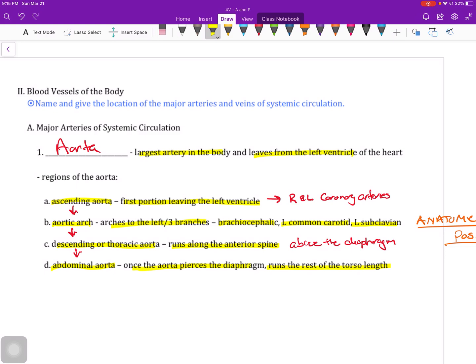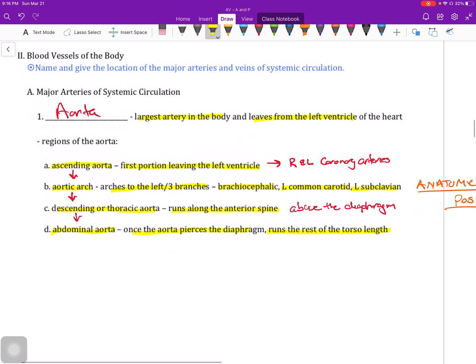So, a couple things I want to make note of here, guys. A few different things that I want you guys to know. We've already talked about the right and left coronary arteries off of the ascending aorta. Now, I want to talk about the descending or thoracic aorta. It's got some branches off of it as well, which I think you guys need to know.